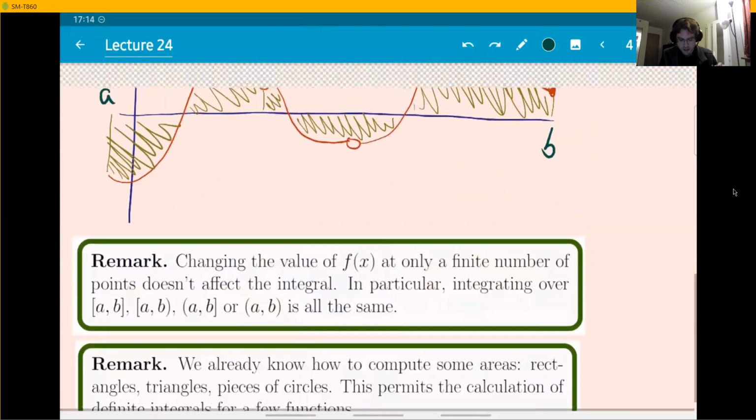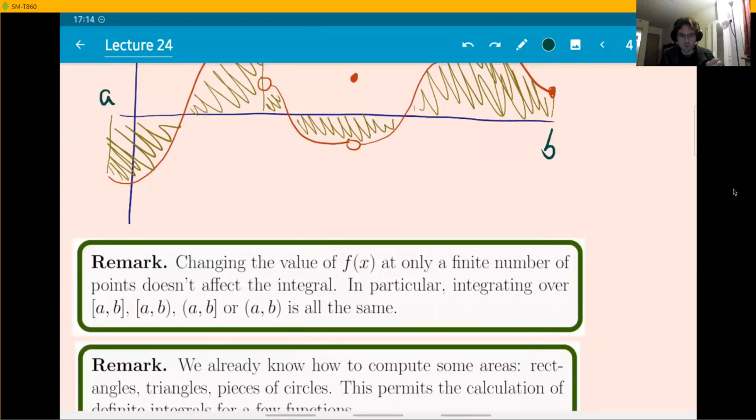Another remark, changing the value of the function at just one number or maybe a finite number of points is not going to affect the integral. It's not going to affect the area. So in particular, when you integrate over an interval, you can say that integrating over the closed interval or open, half closed, doesn't matter. This is all the same.